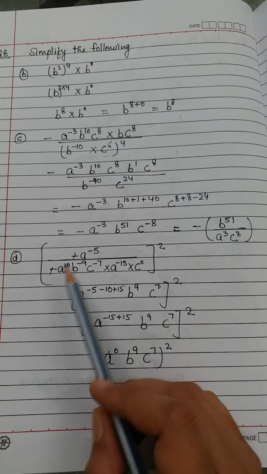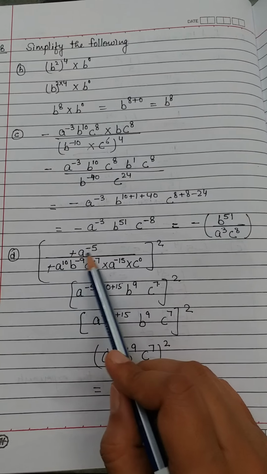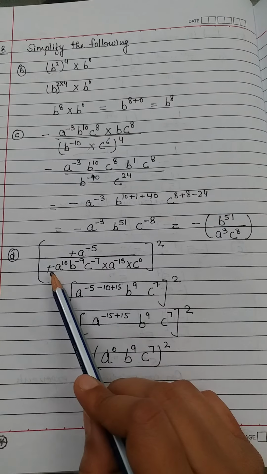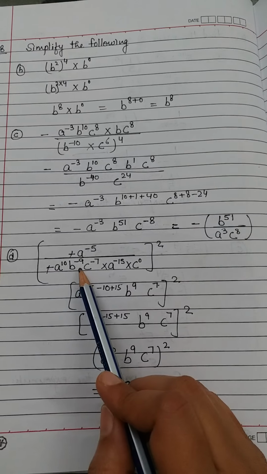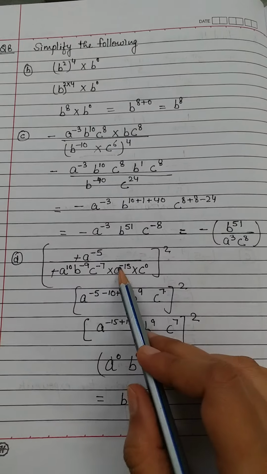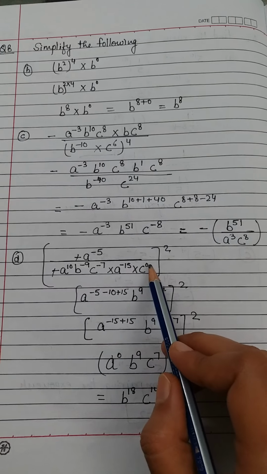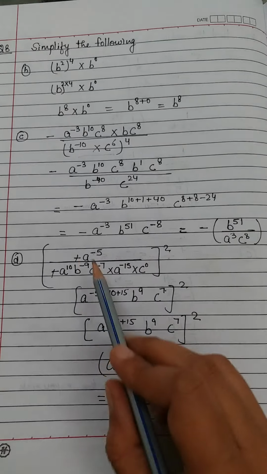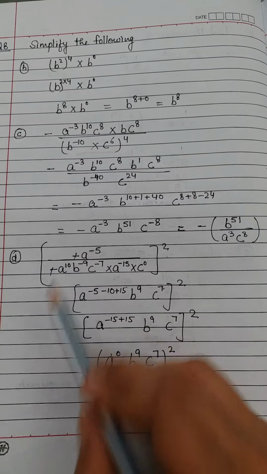Similarly, in the D part, we have minus of a raised to the power minus 5 divided by minus of a raised to the power 10, b raised to the power minus 9, c raised to the power minus 7, a raised to the power minus 15 into c raised to the power 0 whole square. This minus cancels out with this minus.